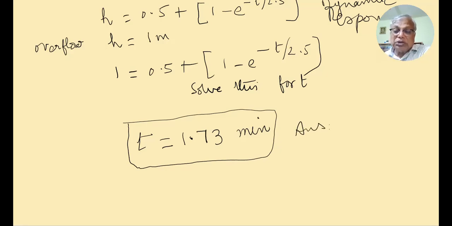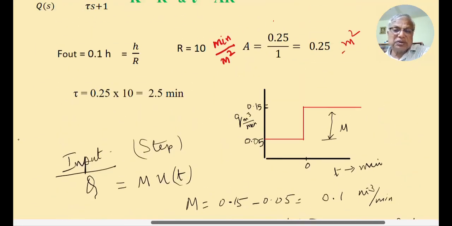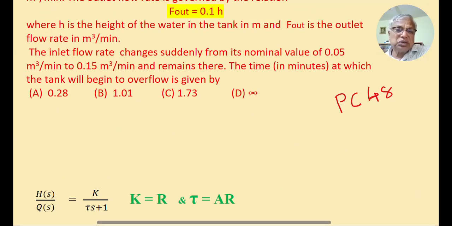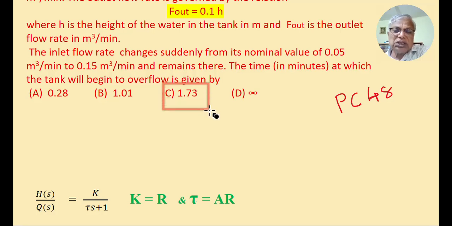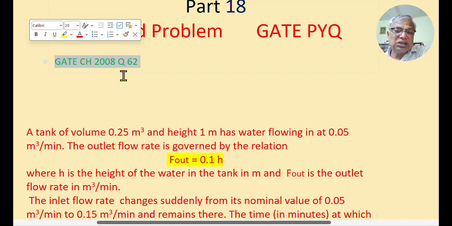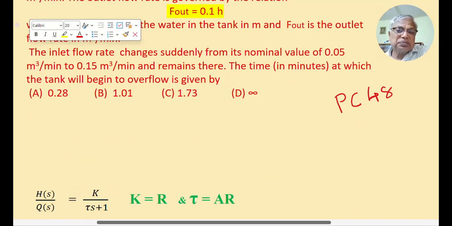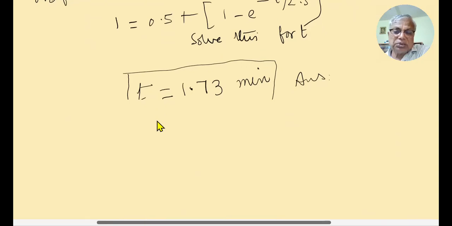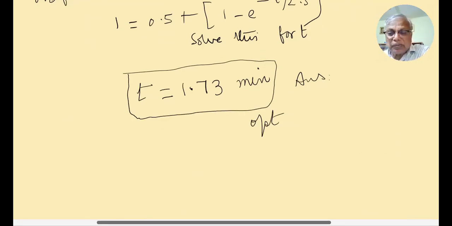And do you have an option for 1.73? Yes, you have an option 1.73 here. Option C. Option C is 1.73. So the answer for this question from the 2008 paper is option C. Option C is the correct answer.